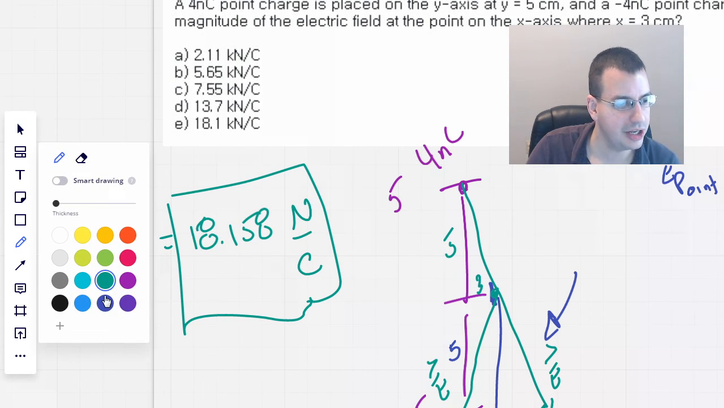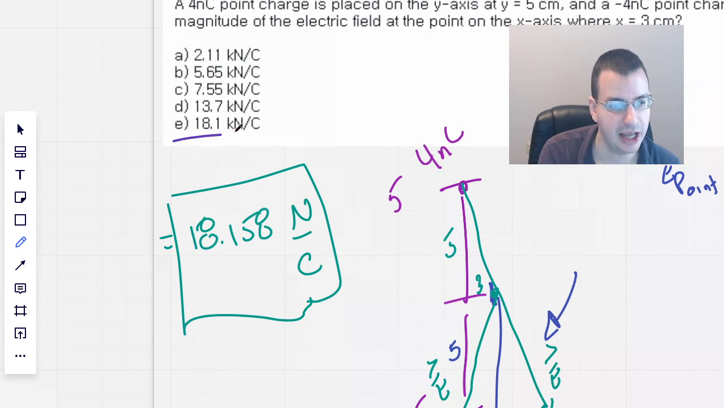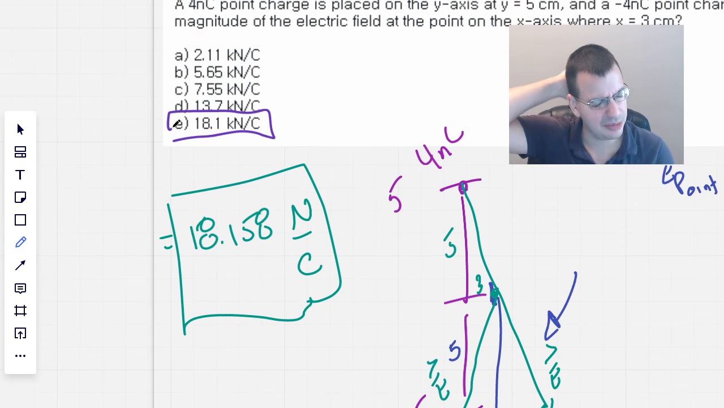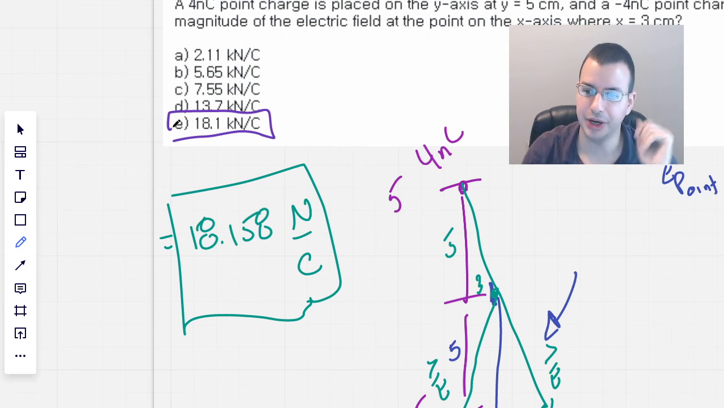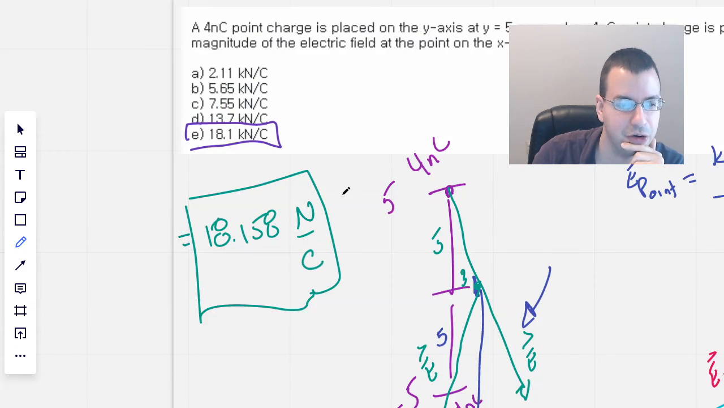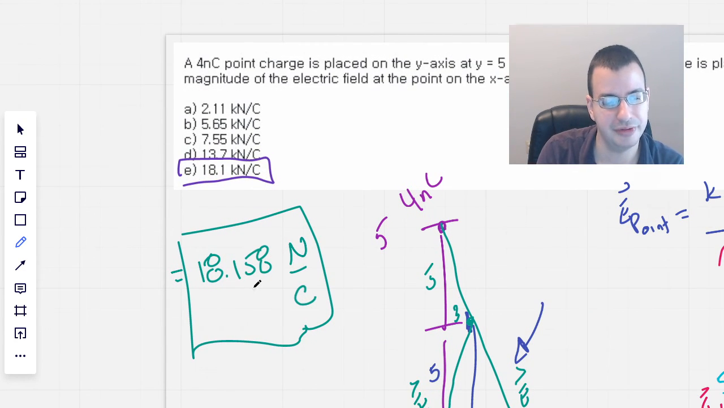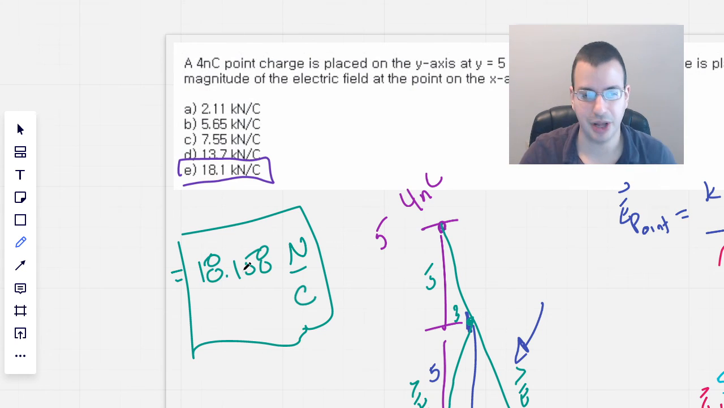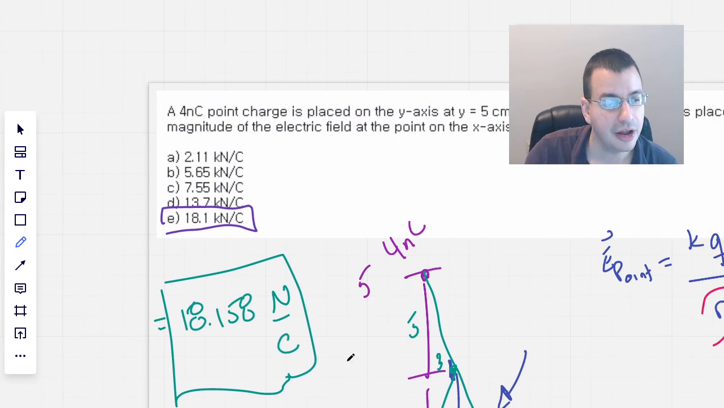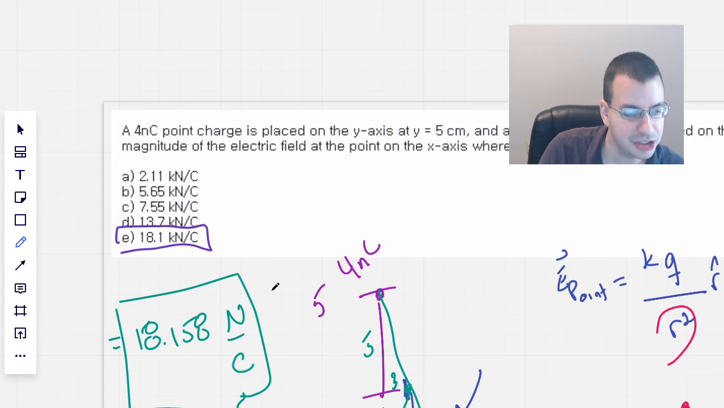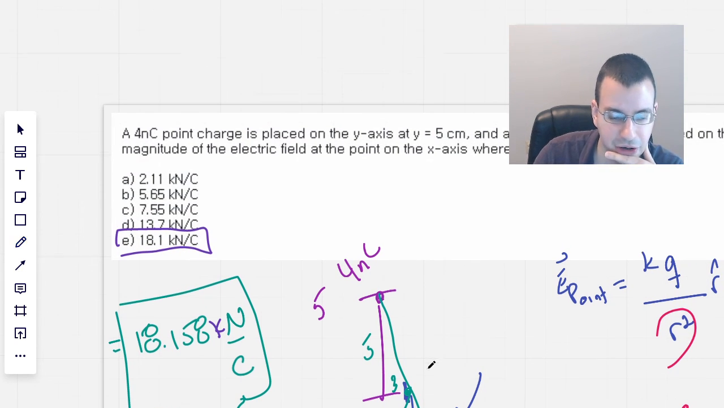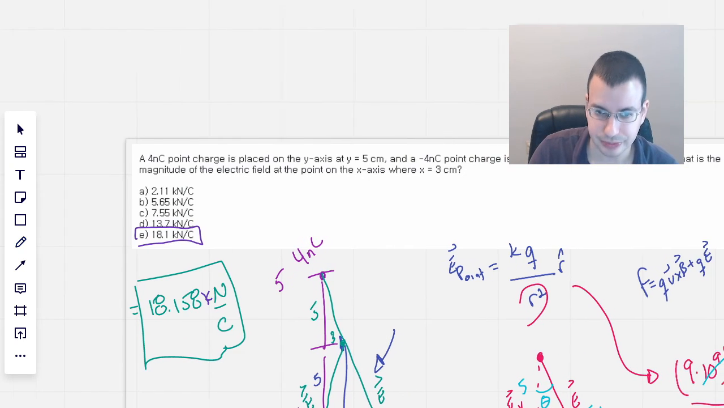And the answer then, I think, is going to probably be this one, number E. I did a little bit of rounding. If I had used 8.99 times 10 to the 9th for Coulomb's constant instead of 9, it might have gotten me just low enough to get below that. I did some rounding somewhere. That's okay. So this is going to be the answer, 18.1. Oh, I forgot the K for kilo, times 10 to the third newtons per coulomb.